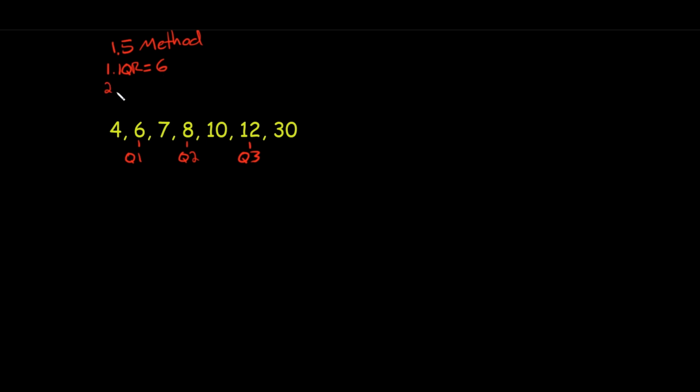And then step 2 is going to be to multiply our interquartile range by 1.5. So 1.5 times 6. Let's call this value x. And what we're going to do from there is take quartile 1, subtract x from this, and then take quartile 3 and add x to this. So 1.5 times 6 is going to give us 9. So quartile 1, 6 minus 9, is equal to -3. And then quartile 3, 12 plus 9, is going to give us 21.